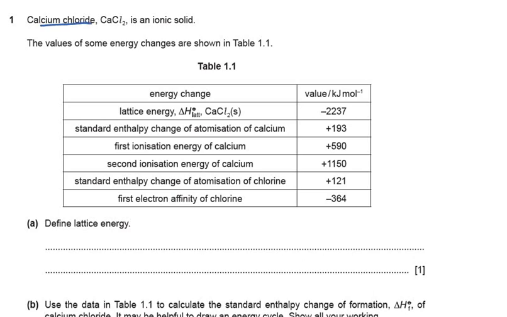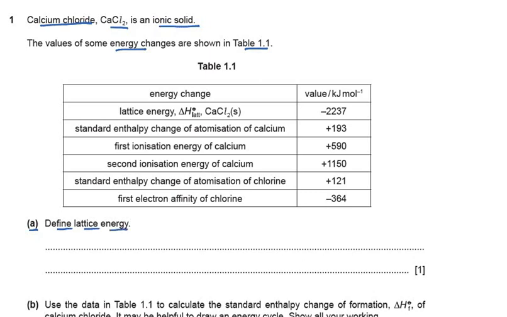It says calcium chloride, CaCl2, is an ionic solid and the values of some energy changes are given in Table 1.1. There are a few values, we will have a look at those values later on. Let's go ahead with the first sub-question. It says define lattice energy.